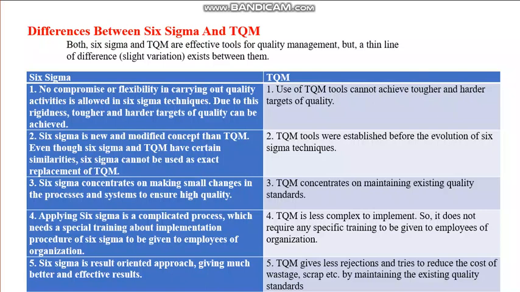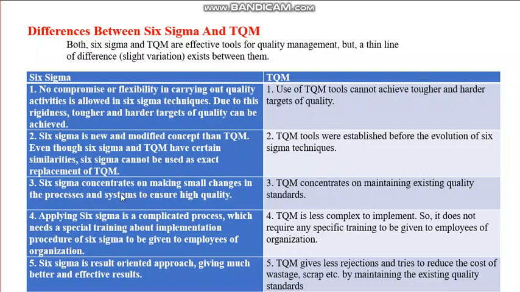Even though Six Sigma and TQM have certain similarities, Six Sigma cannot be used as exact replacement of TQM, because some of the techniques, methodologies that we are using for Six Sigma are not present in TQM. So Six Sigma, though there are similarities, it is not the same. The second difference is TQM's tools were established before the evolution of Six Sigma techniques. That's what we are saying. It is an older one.